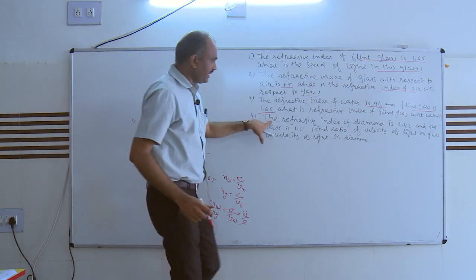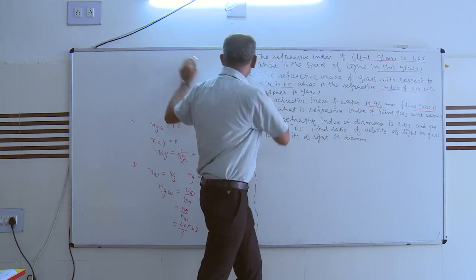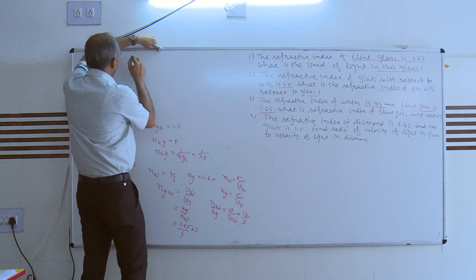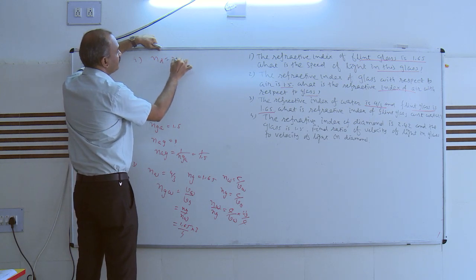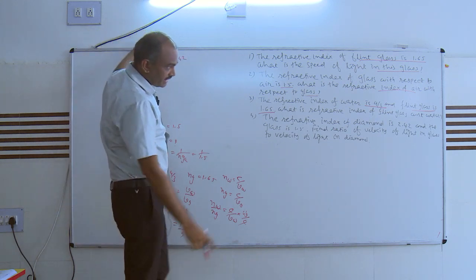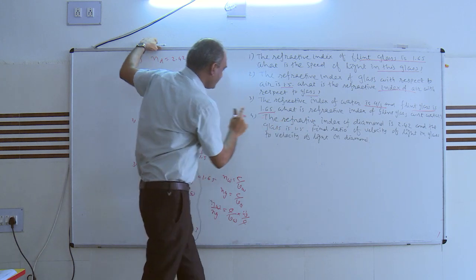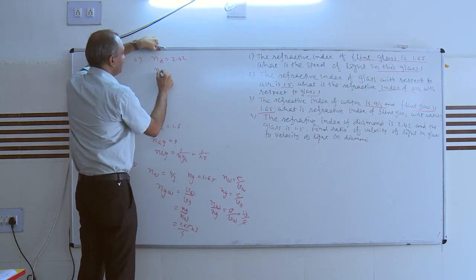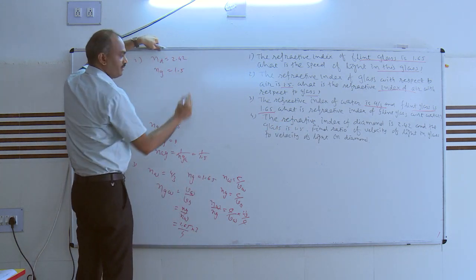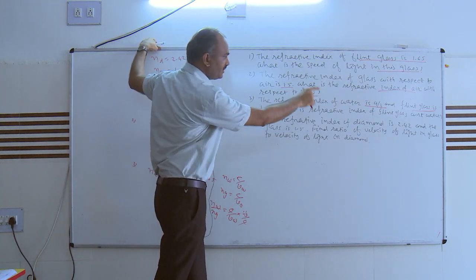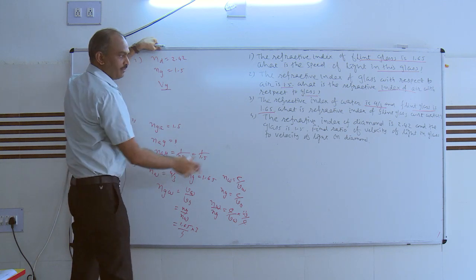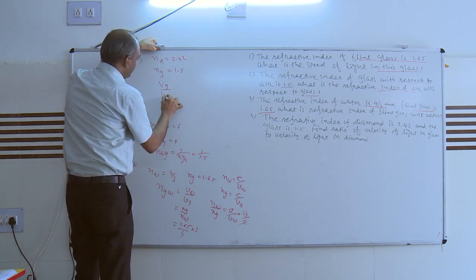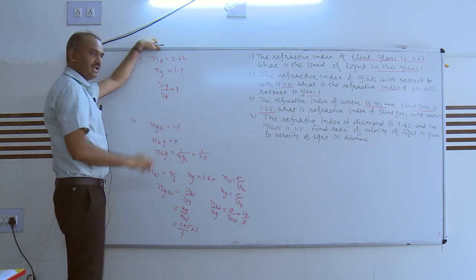The refractive index of a diamond is 2.42, and the refractive index of glass is 1.5. Find the ratio of velocity of light in glass upon velocity of light in diamond. यह हमें फाइंड करना है. ठीक है.